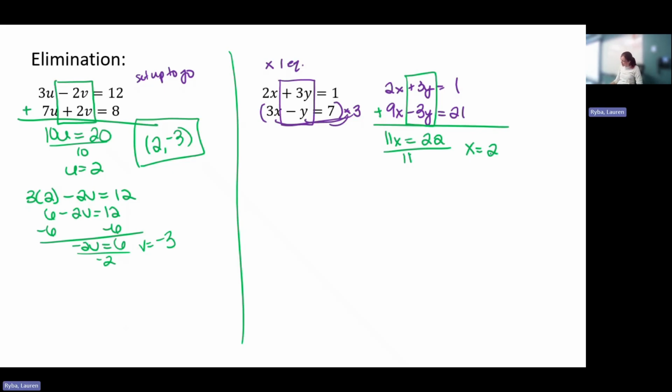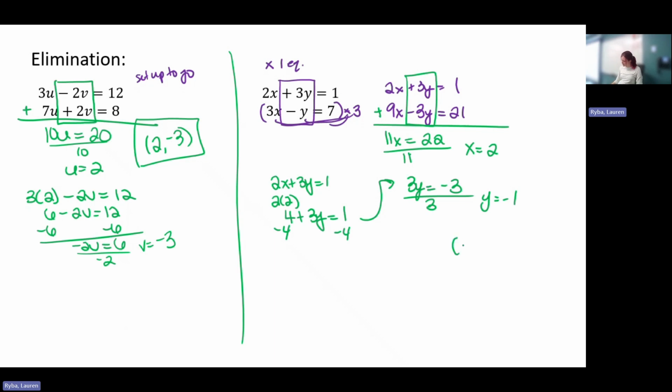And then you take that, take your pick, it doesn't matter. So 2x plus 3y equals 1. I'm going to plug in 2. So 2 times 2, that's 4. 4 plus 3y equals 1. Subtract 4. 3y equals negative 3. And then when I divide by 3, I get y is negative 1. So the final answer is 2 comma negative 1.